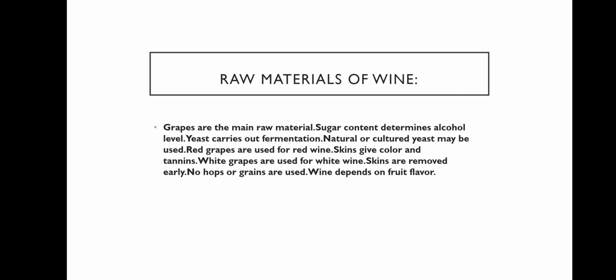Raw materials of wine. Grapes are the main raw material. Sugar content determines alcohol level. Yeast carries out fermentation. Natural or cultured yeast may be used. Red grapes are used for red wine. Skins give color and tannins. White grapes are used for white wine. Skins are removed early. No hops or grain are used. Wine depends on fruit flavor.